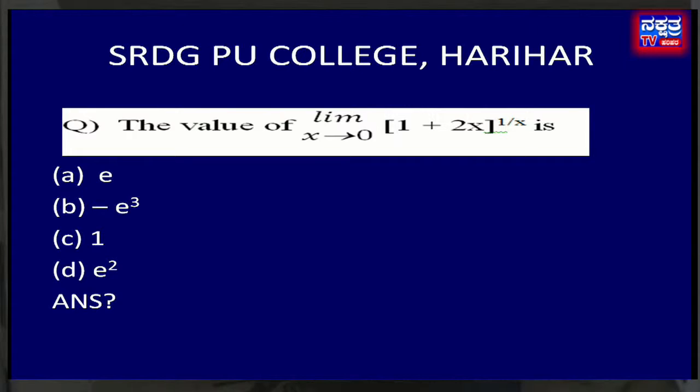The value of limit x tends to 0, (1 plus 2x) whole power 1 by x is: option A, e; option B, minus e cube; option C, 1; option D, e square. Watch the board.